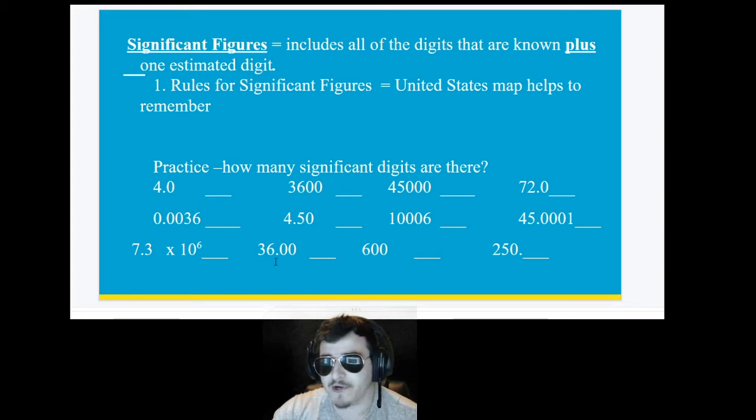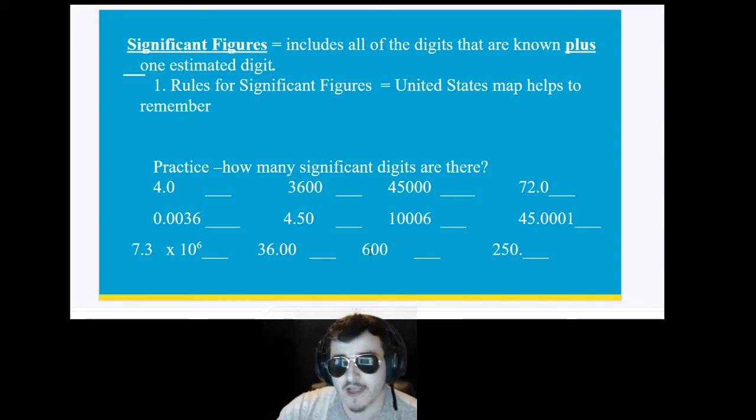36.00, we've got a decimal point, so we're going to come in from the west coast. We hit a 3, therefore every number here is significant. All 4 numbers here are significant. We look at 600, there's no decimal point, so we come in from the east coast. We don't hit a non-zero number until we hit the 6, therefore there is only 1 significant digit here.